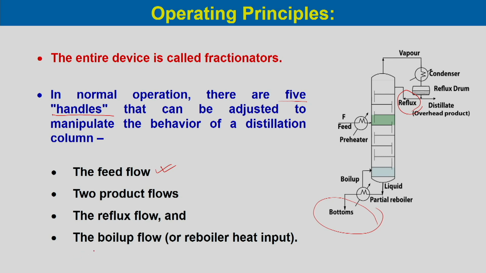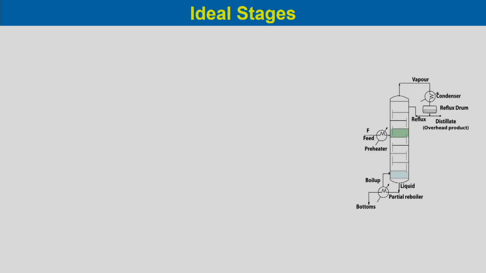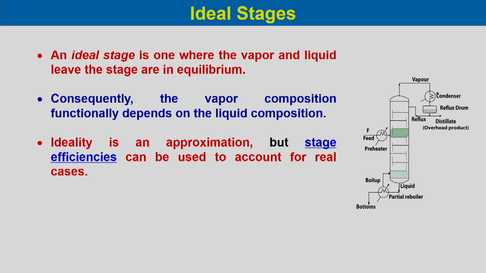The reflux flow, the reflux ratio we can change. We can use a variable reflux ratio by changing the reflux to the column, and we can also change the boil-up flow or reboiler heat input. So, this flow also we can change. These are the 5 hurdles in a distillation column for normal operation. We can adjust or manipulate them to see the behavior of the distillation column. Now, we will consider ideal stages. An ideal stage is one where the vapor and liquid leaving the stage are in equilibrium.